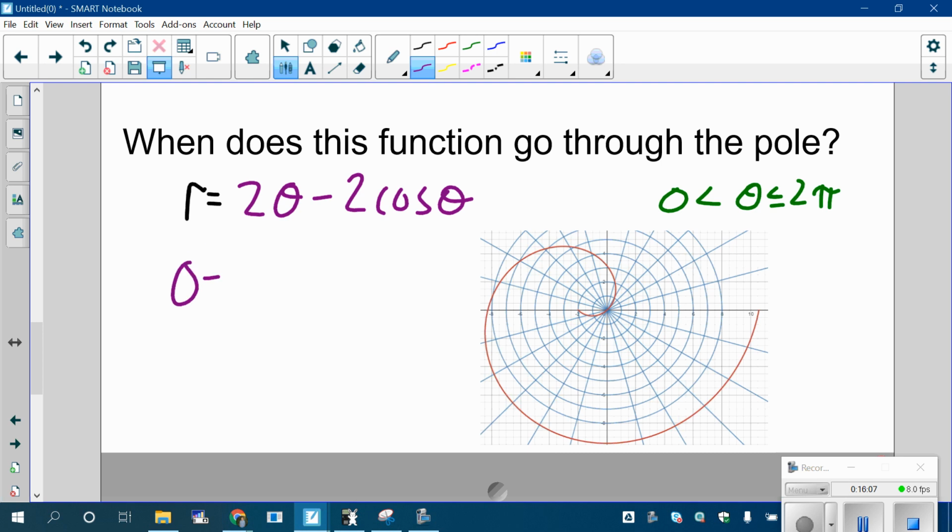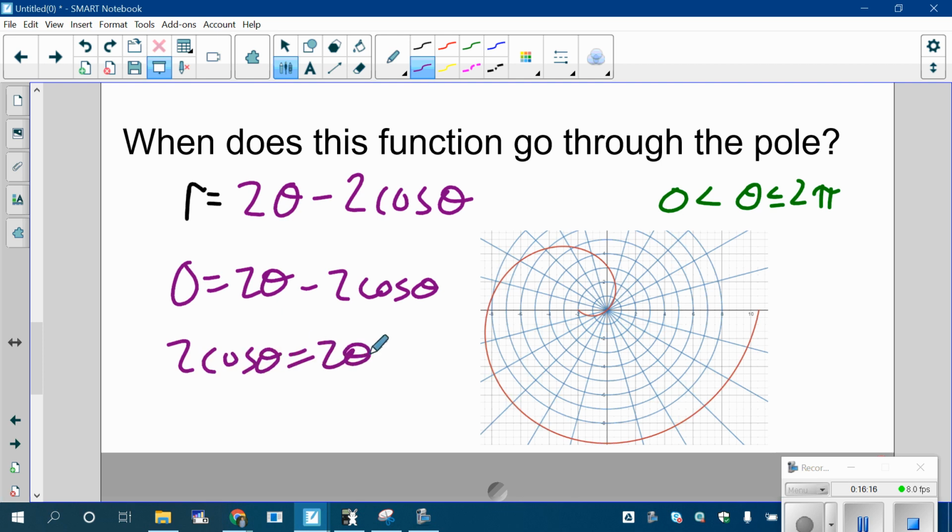I'm going to set r equal to 0. Okay, 2 cosine of theta equals 2 theta. I can divide both sides by 2. When does cosine of theta equal theta? I don't know how to solve that algebraically. That's because you can't solve that algebraically. So we're hitting a situation here where I don't know how to solve this algebraically.